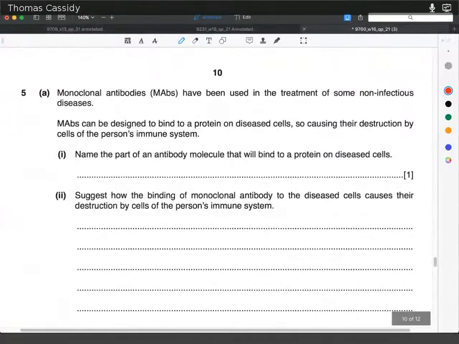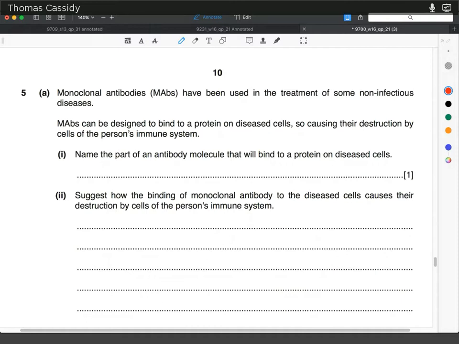Okay. So monoclonal antibodies have been used in treatment of some non-infectious diseases. They can be designed to bind to a protein on disease cells, so causing their destruction by the cells of the person's immune system. Name the part of an antibody molecule that will bind to a protein on disease cells. So we're talking about the immune system and the functions of the immune system here. So the named part is the binding site of the antigen, so the antigen binding site, or the variable region. There's 1 mark there, not really too much to say, I don't think.